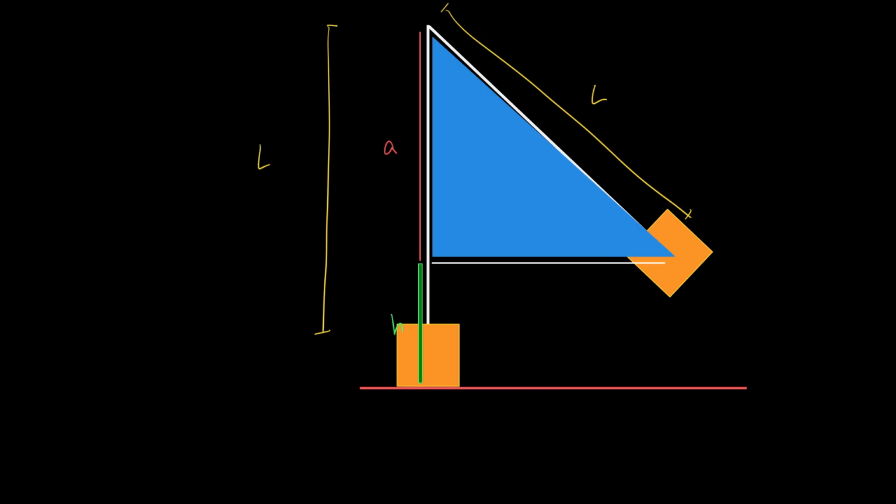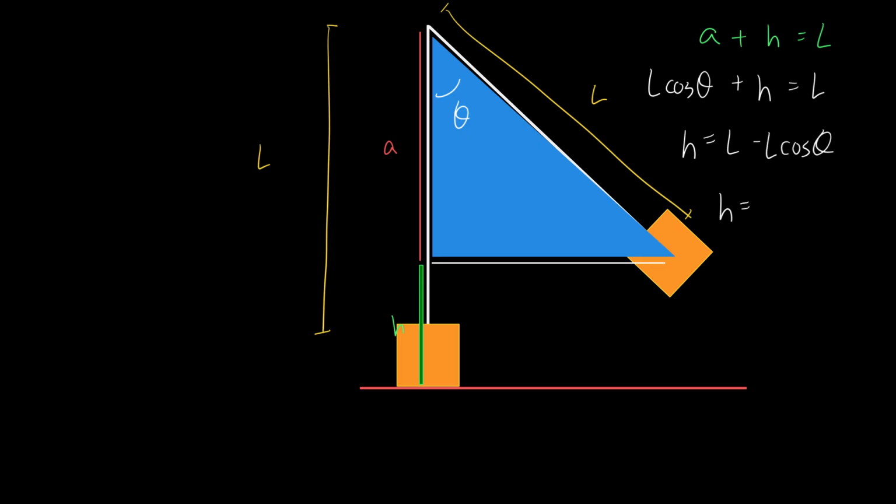Can we see that the adjacent side plus the height is L? Okay, so adjacent side plus height equals L. But the adjacent side is L cosine theta, if theta is here. So L cosine theta plus H equals L. So H equals L minus L cosine theta, or H equals L times (1 minus cosine theta).